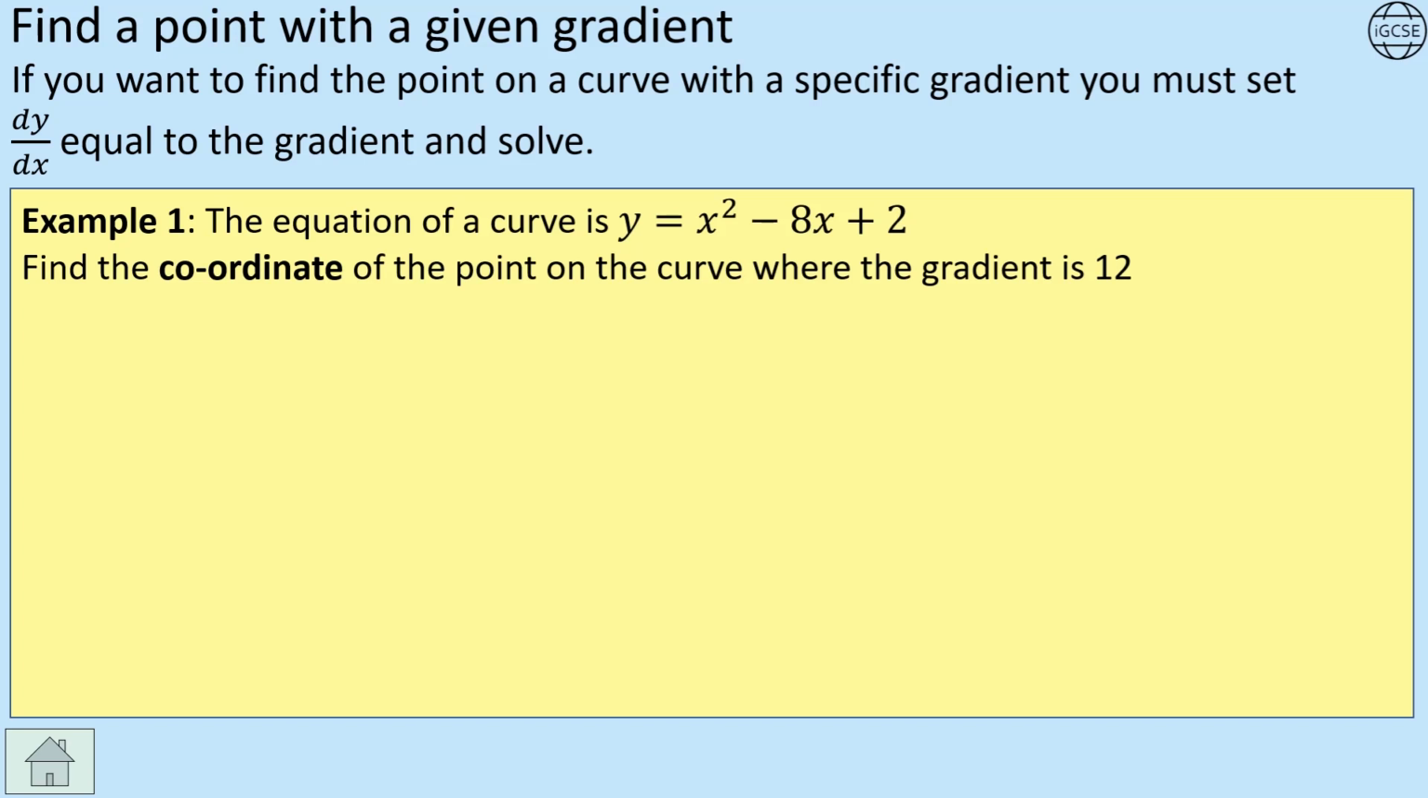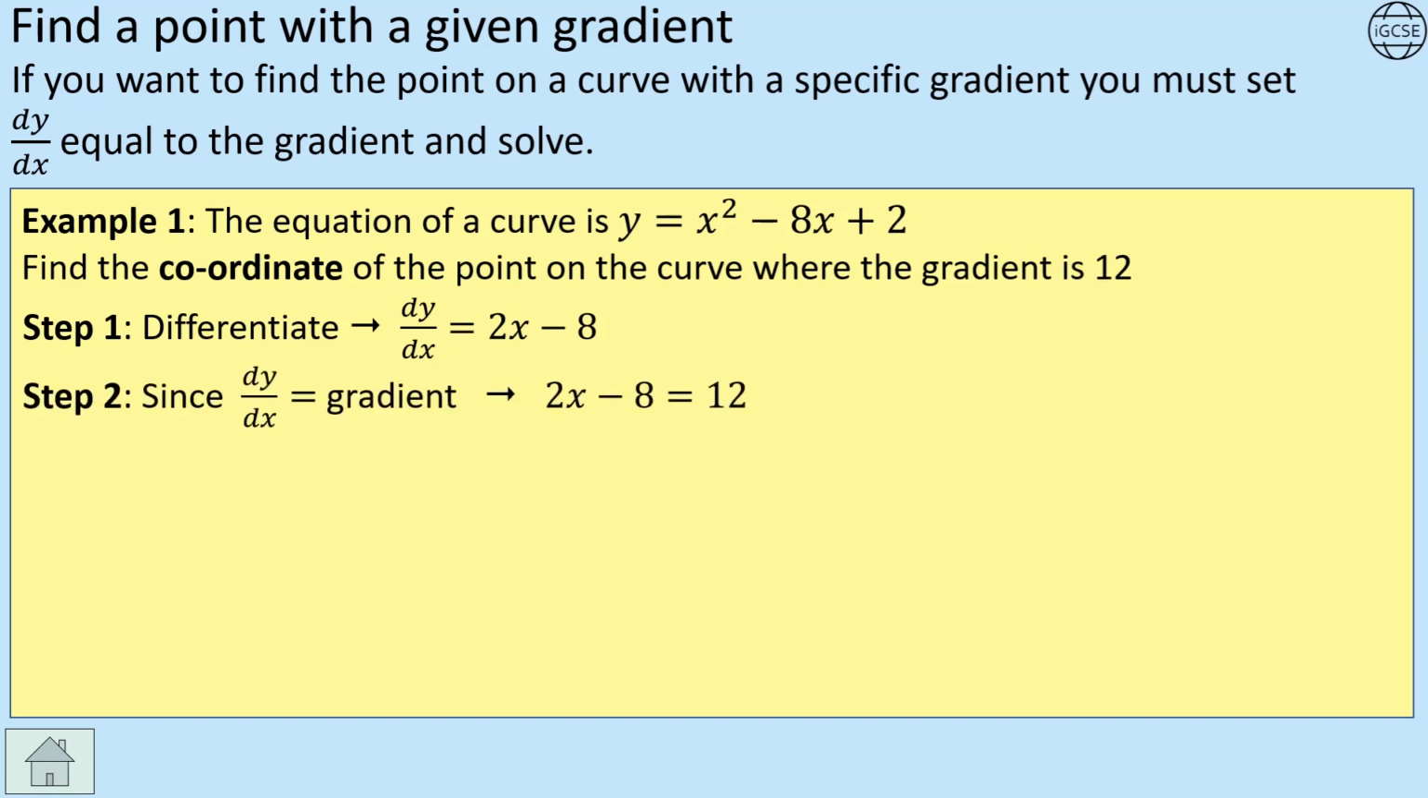The equation of the curve is y equals x squared minus 8x plus 2. I'm going to find the coordinate, again keywords, not just the x value, the coordinate of the point on the curve where the gradient is 12. So when the gradient is 12, what we've got here is an equation, not the gradient or an expression for the gradient. So we need an expression for the gradient first. So we're going to differentiate this. We've got dy by dx, so the 2 is going to come to the front, and then you take away the 8, and of course the rest of the number is just going to disappear. So 2x minus 8 is the gradient, and we know now that that equals 12. So just make it equal to 12, and then solve.